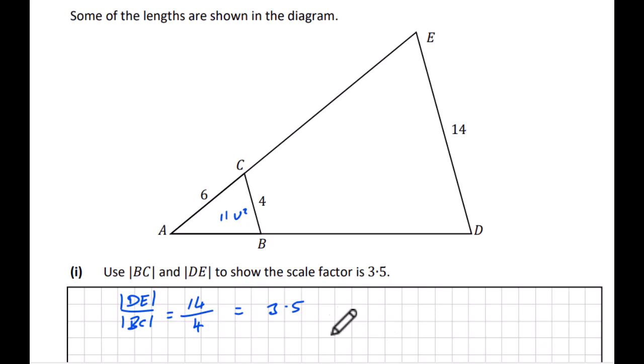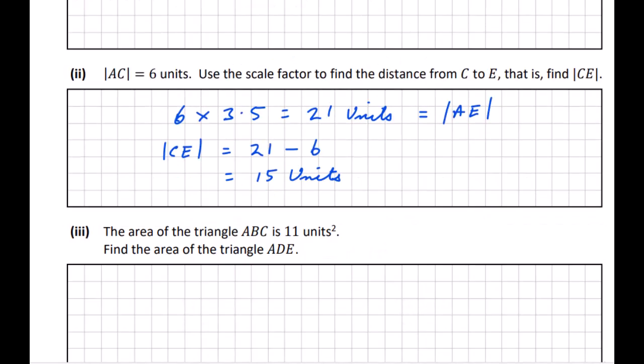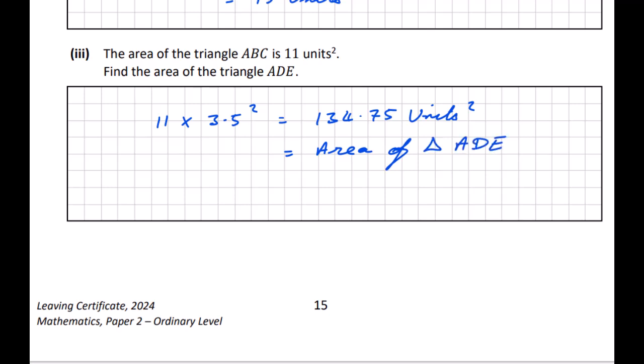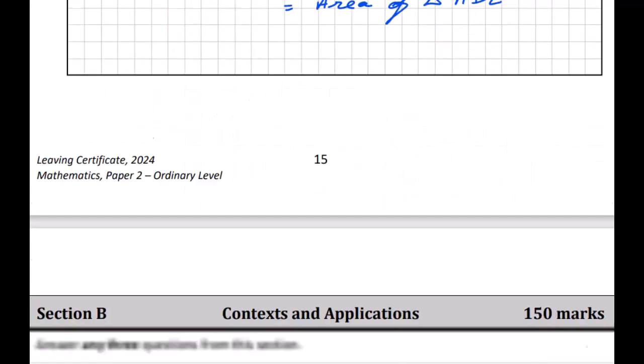But in terms of area, if you want to find the area of the triangle ADE, the image triangle, you've got to multiply 11 by 3.5 squared. So what we've got to do is take 11 and multiply it by 3.5 squared. If you do that, you'll get 134.75 units squared, and that's equal to the area of triangle ADE. Okay, so that's it for this question. Let's move on to the next question.